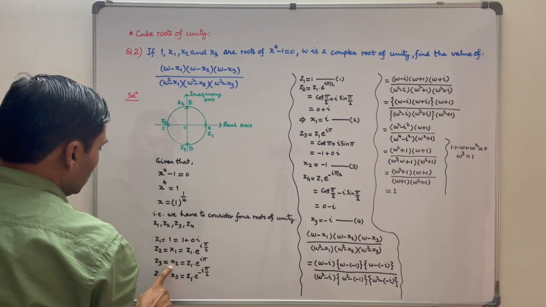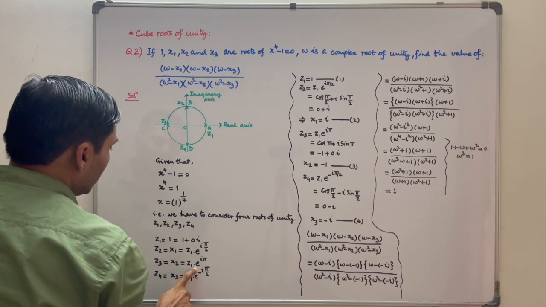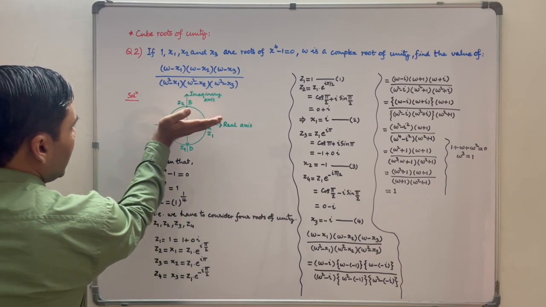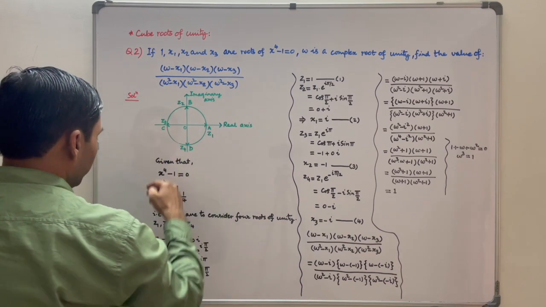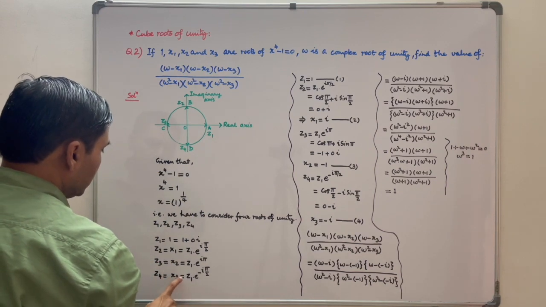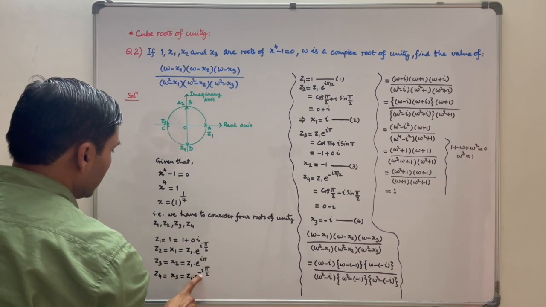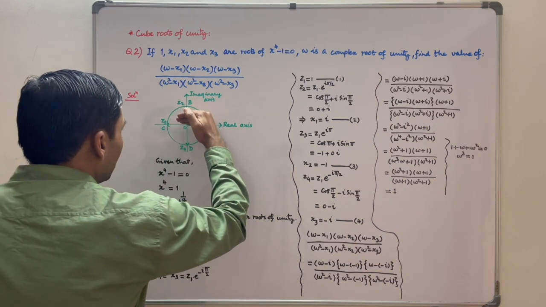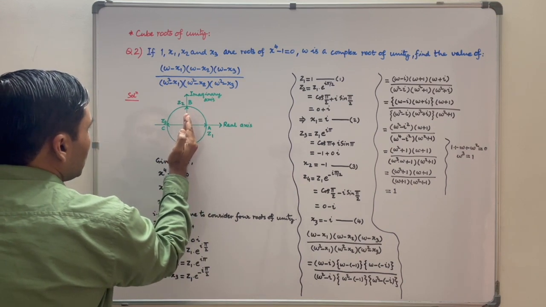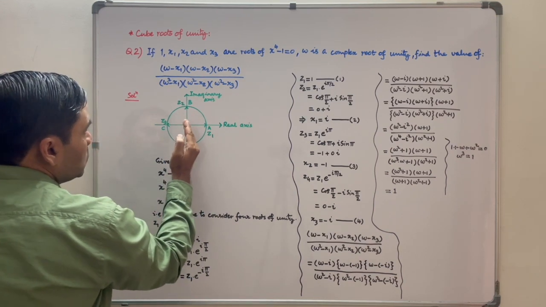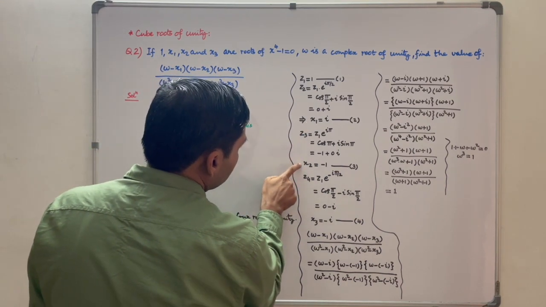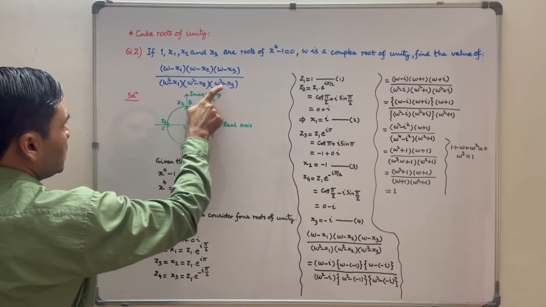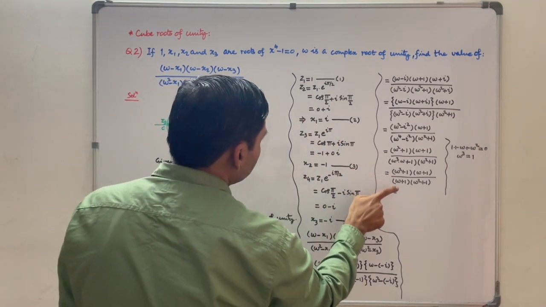z3 is equal to x2 is equal to z1 into e to power i pi, as we get vector OC by rotating vector OA anti-clockwise by 180 degrees. z4 is equal to x3 is equal to z1 into e to power minus i pi by 2, as we get vector OD by rotating vector OA clockwise by 90 degrees. Clockwise is supposed to be negative. So we get the values of x1, x2 and x3. These values we will put in this expression and find out the value of expression as 1.